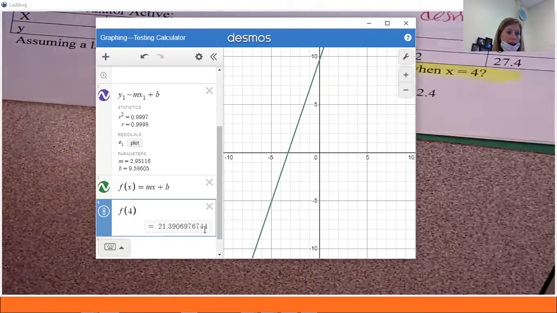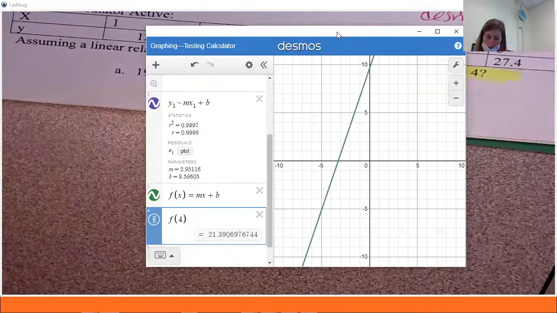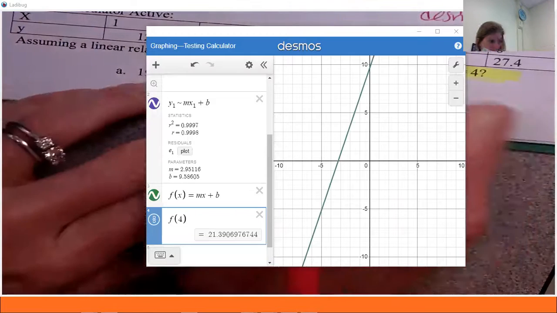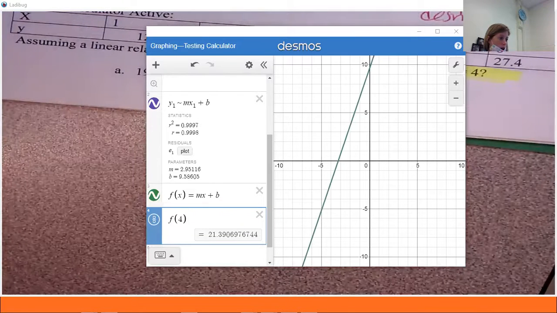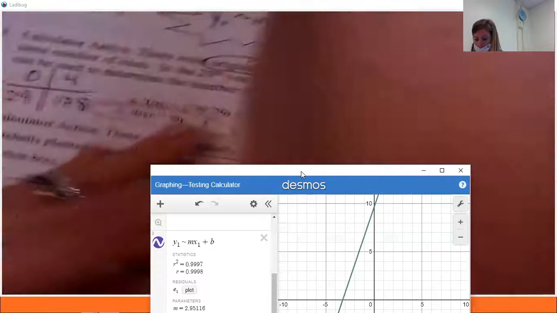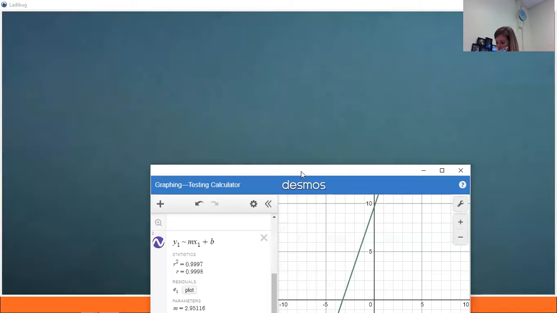21.4. Micah H, what answer would that be? A, B, C, or D? That would be C, 21.4. Okay. All right, flip it over. 1, 2, 3, 4. 4 questions left.